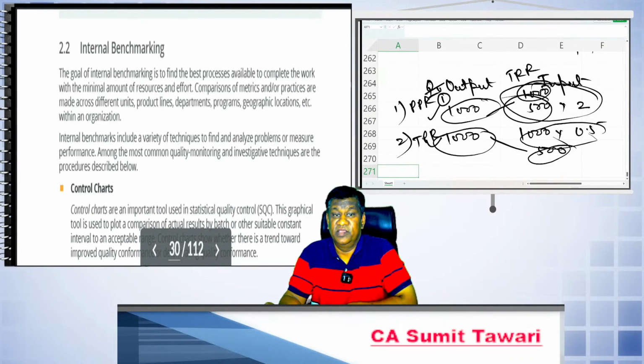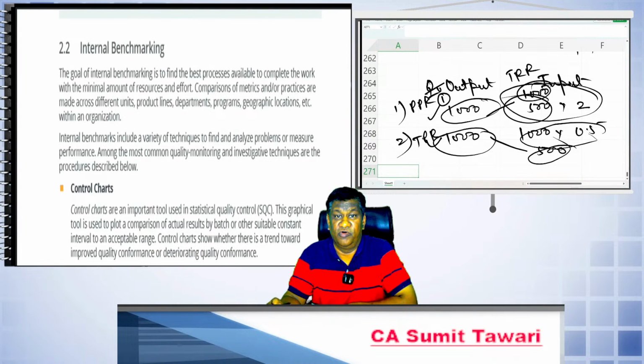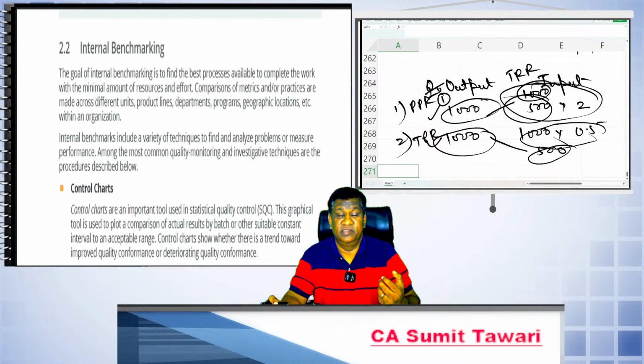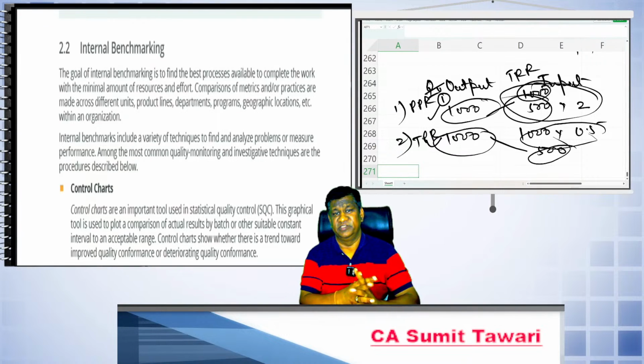Internal benchmarking, of course, controls the activities, and it means the comparison of whatever may be the current production level, product line, department performance, or geographic location, okay. So that is basically the internal benchmarking, okay.